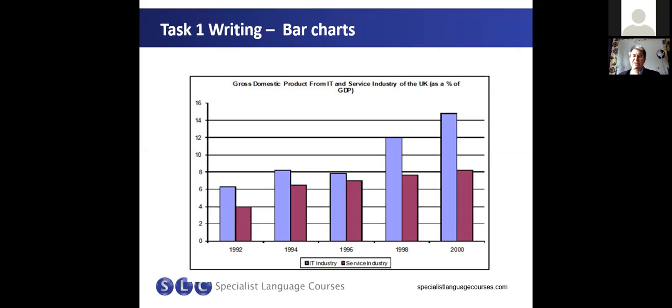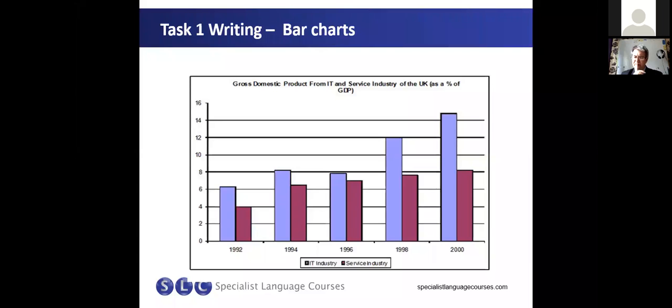So what trends can we see in this one? Well, at first glance, it looks as if both of them continue going upwards all the time. But oh, look carefully. Have a look at IT industry for 94 and 96. 96 is slightly less, not much, but it does drop there. So there's something which is certainly worth mentioning. So overall, there's an upward trend. However, in 1996, there was a slight drop back. There was no growth. In fact, the figure dropped back slightly.